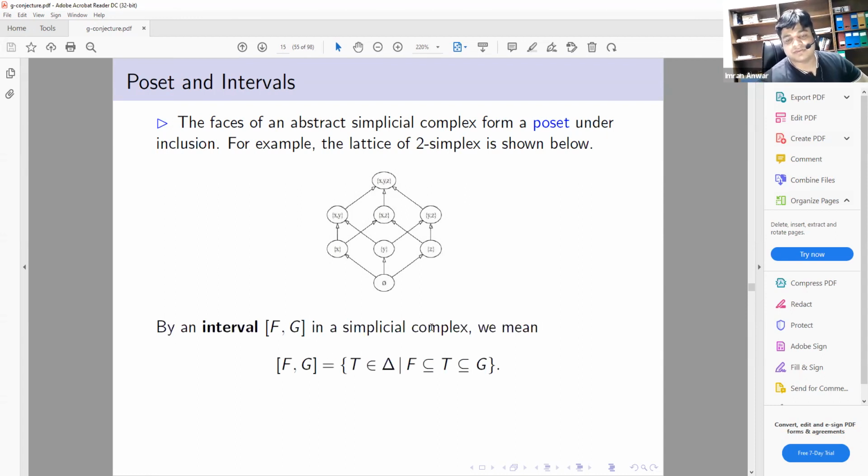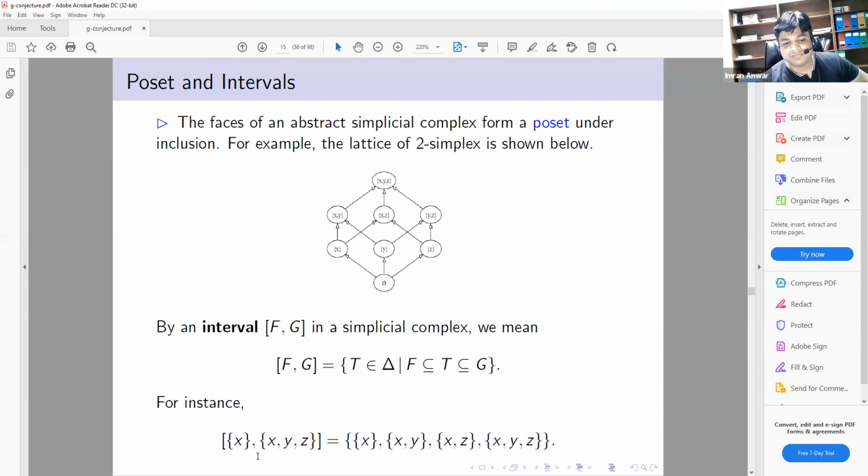So this is really important: what is an interval in a simplicial complex? In an abstract setting, the containment plays an important role. It creates a poset structure, so you can talk about the interval. This is similar to an interval on the real line, starting at F and ending at G, but instead of inequality, we have containment, because I am talking about sets. For example, if I talk about the interval from X to XYZ, this is X and this is XYZ, so all those sets which come in between from X to XYZ through these arrows will appear in the interval. By interval, I mean this one.